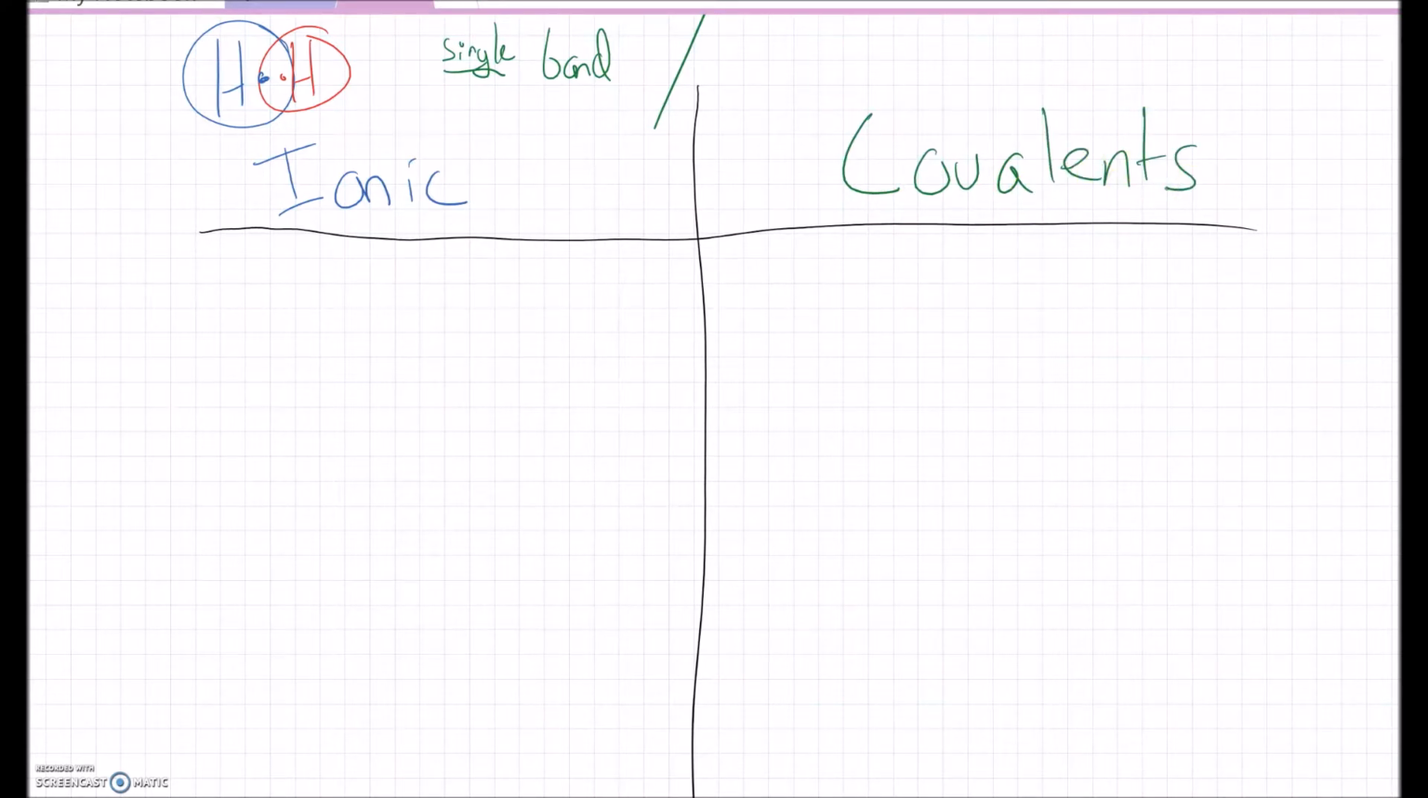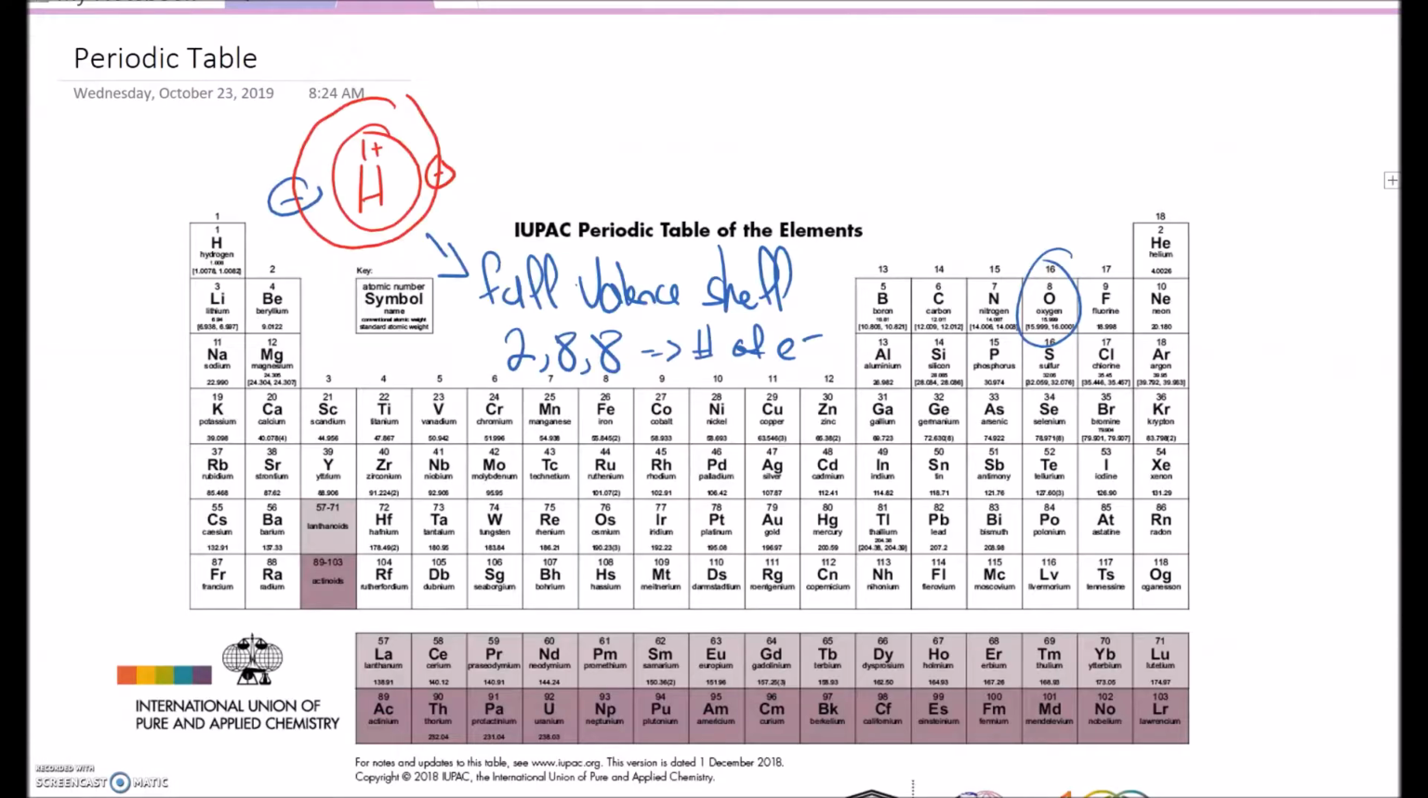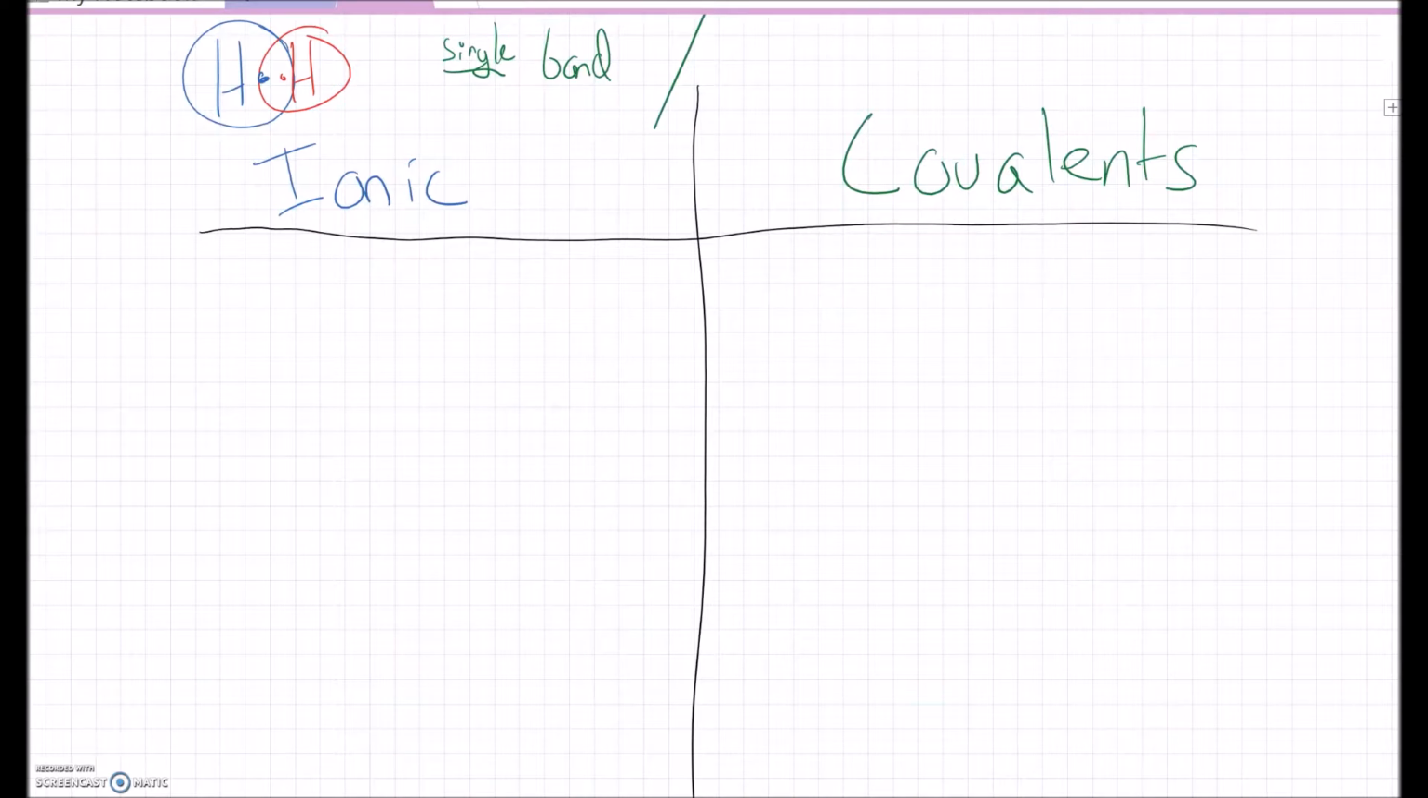Has anybody noticed what types of atoms I've been choosing for covalent bonds from our periodic table? Where have most of them been? Haven't they all been non-metals? They have all been nonmetals. So covalent bonds are always between 2 or more non-metals. Whereas ionic bonds are always between nonmetals and metals.